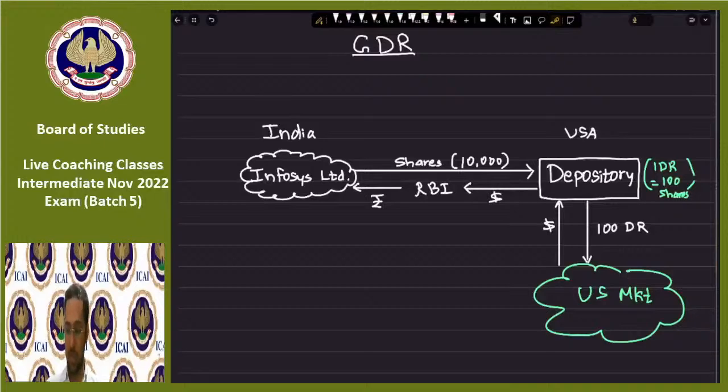Are we good with the GDR concept now? It's just a depository receipt against which the money is raised and that's transferred to the original company. Are we good with it? Depository receipt is, in simple terms, a global equity share. Simple.